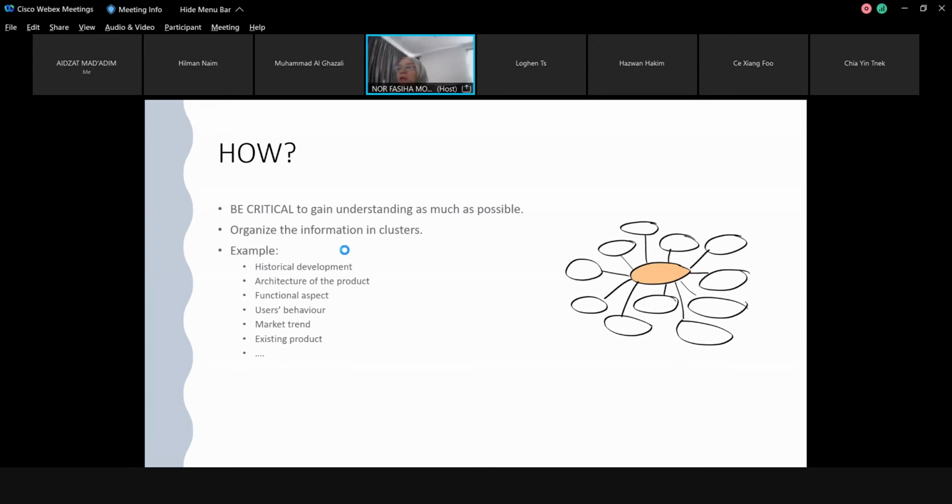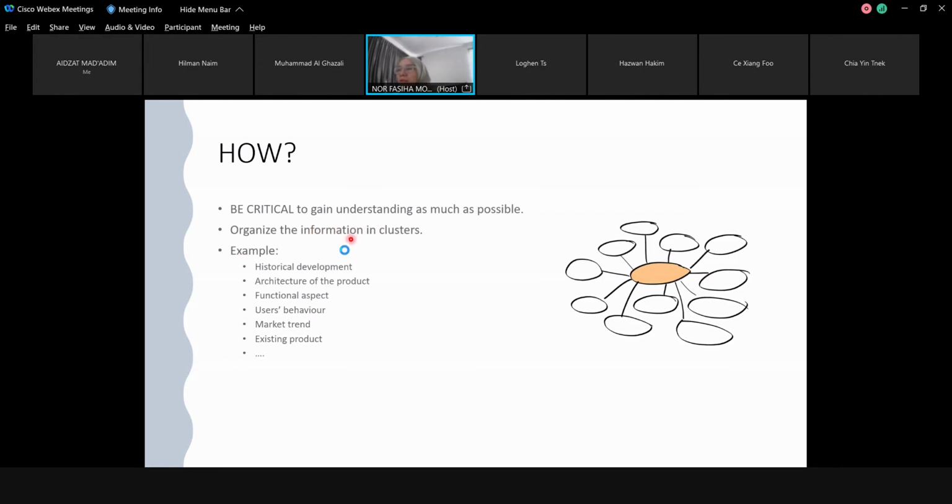As comprehensive as possible. Understand? And then normally we organize the information in clusters. We can use bubble maps and anything, right? Anything. We organize the information.